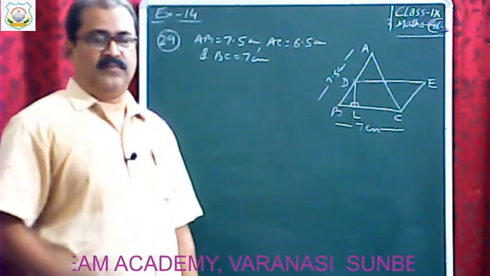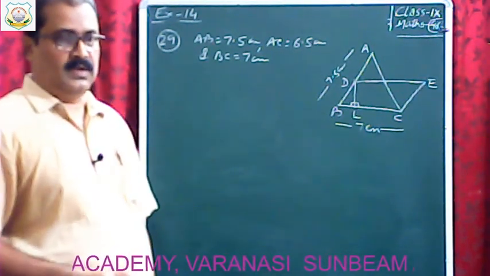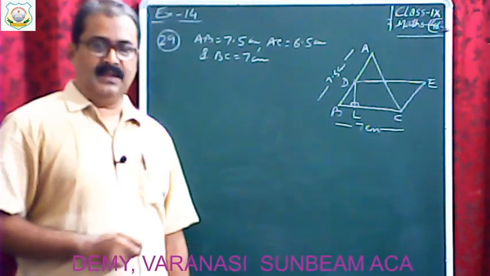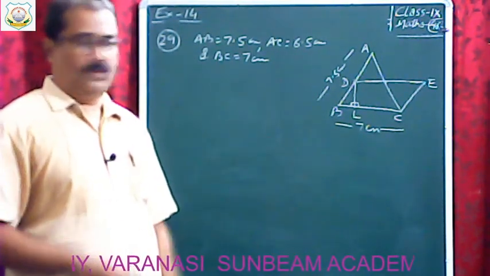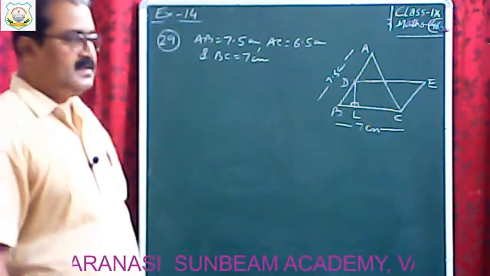So first of all, we have to find the area of the triangle. All three sides we know, so using Heron's formula, and the area of the parallelogram is the same as the area of the triangle. Area of parallelogram equals base into height. Area we know, base of the parallelogram we know. We have to find height only, that is DL.